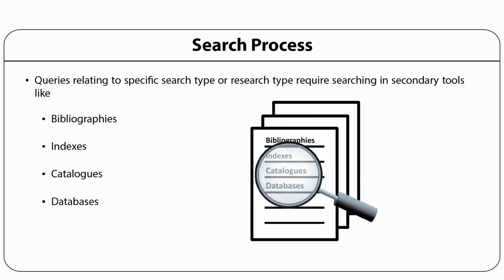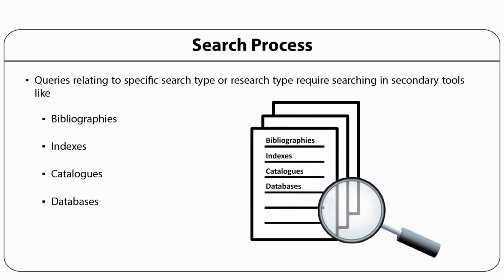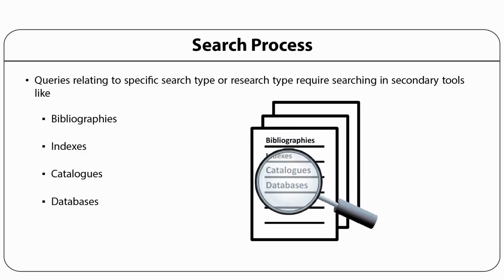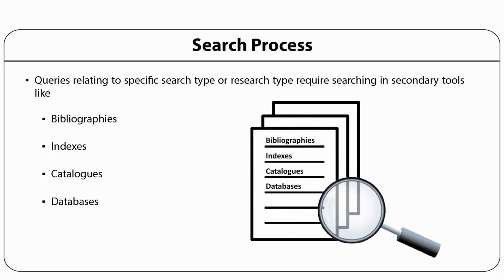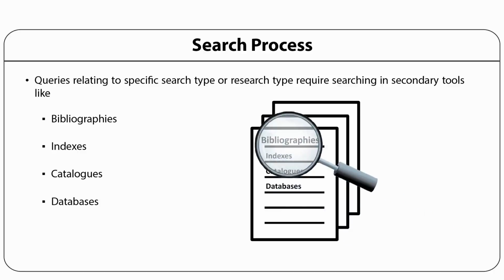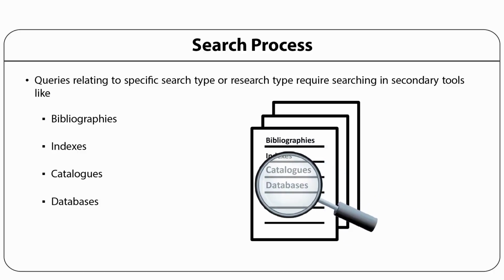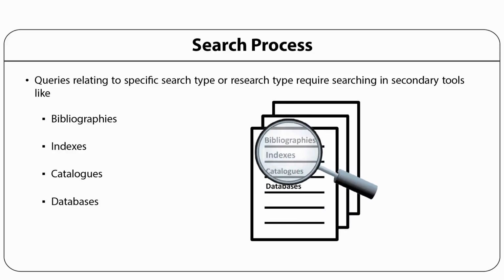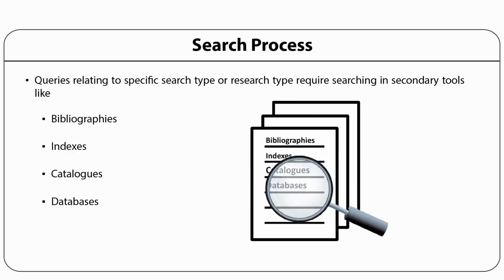For this, library catalog, bibliographies, indexes, etc. are searched to find books or other material on the subject. Here, librarians must determine the likely subject headings, keywords, etc. to carry out search, which are most appropriate for the search.